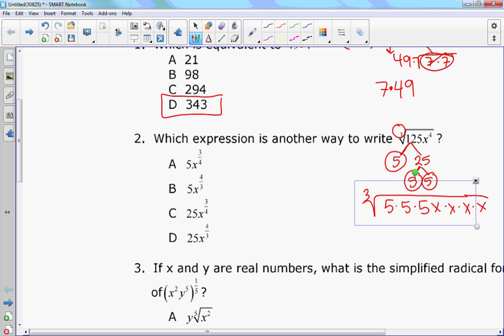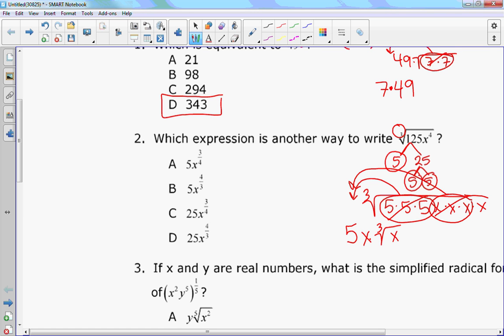This 3 means I'm looking for a grouping of 3. So I have 3 5s. What number does that pull out as? Just 1 5. Yep. And I have 3 x's. Even though there's 4, we can only take 3 of them. And so that pulls out as what? x. And it's multiplied by the cube root of what's remaining. We have an x remaining.